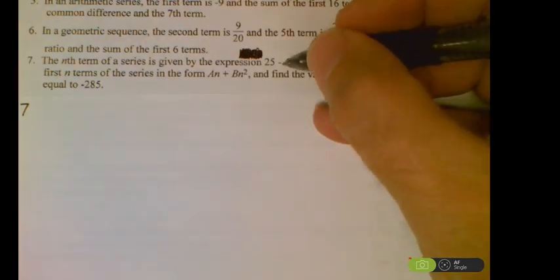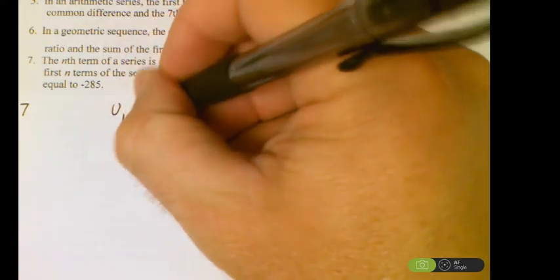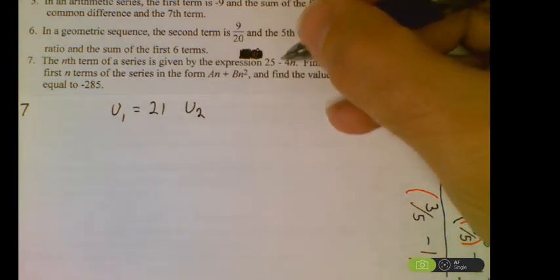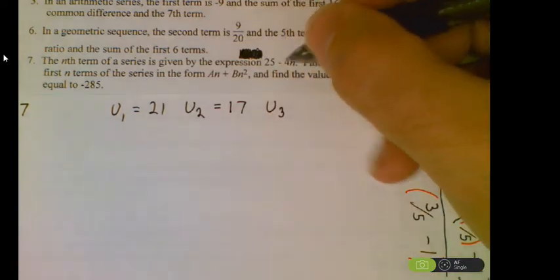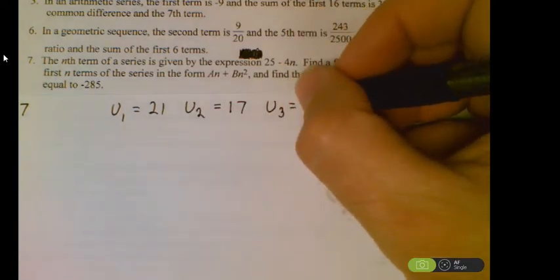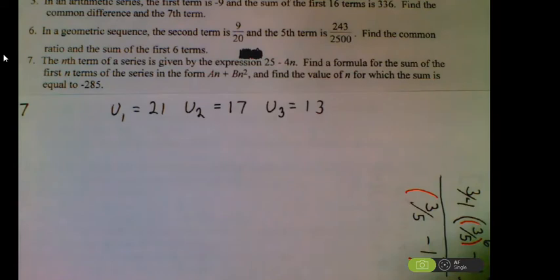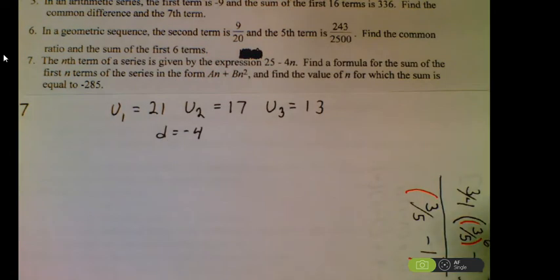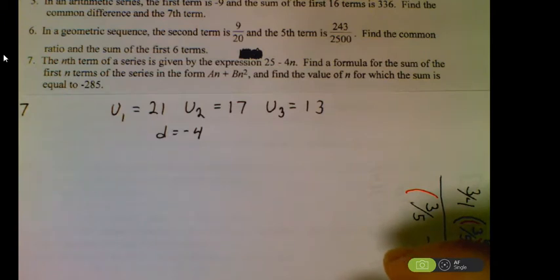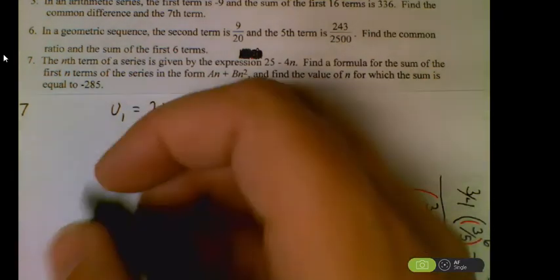So if we plugged in a 1, 25 minus 4 tells me my first term. If I plug in a 2, so 25 minus 8 tells me my second term. And if I plug in a 3, 25 minus 12 tells me my third term. So you can see right there that we are decreasing by 4 every time, which means this is an arithmetic pattern, and the common difference is -4. So a couple things that we can figure out right there just by plugging in a few numbers to get that information. Since it's arithmetic, we're going to use for the next part the arithmetic sum formula that we've seen now a couple times.